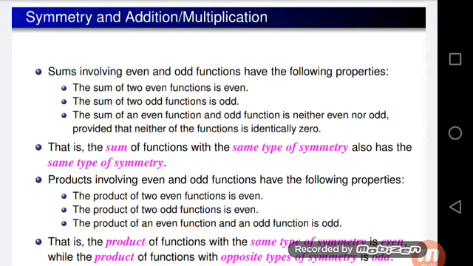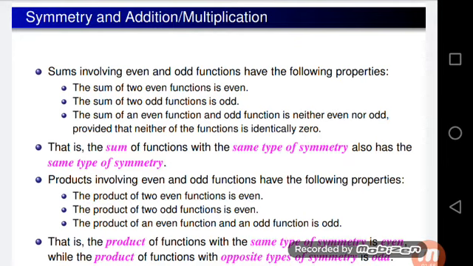Products involving even and odd functions have the following properties. The first one was sums, the second one is products. Here also we are seeing three rules. The product of two even functions is even. The product of two odd functions is even. See the difference: the sum of two odd functions is odd, but the product of two odd functions is even.